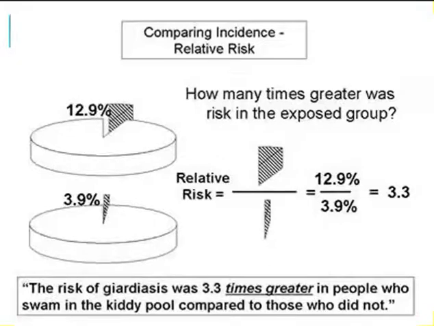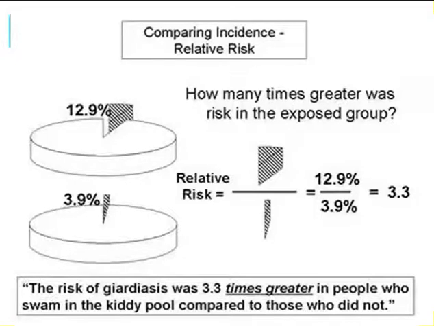So relative risk is called relative risk because you're comparing the risk of disease among those who are exposed to those who are non-exposed. So here we get a number of 3.3. How do we interpret this number of 3.3?